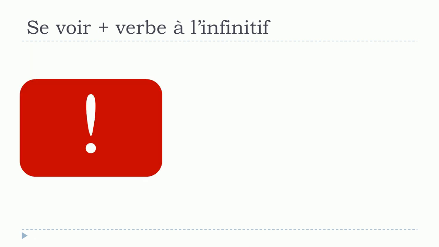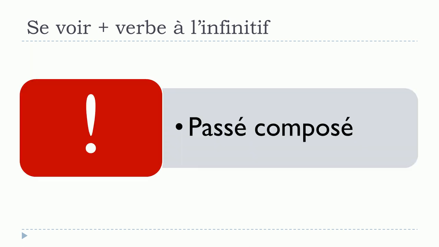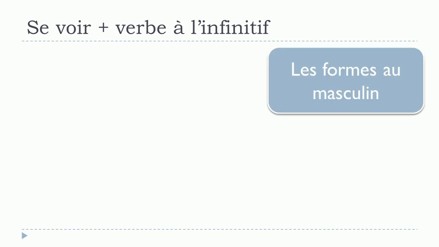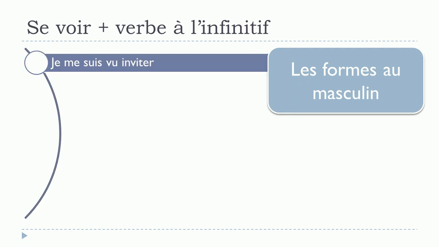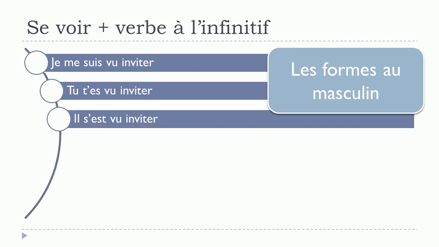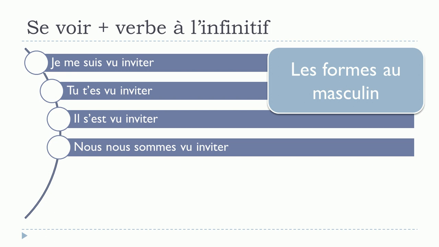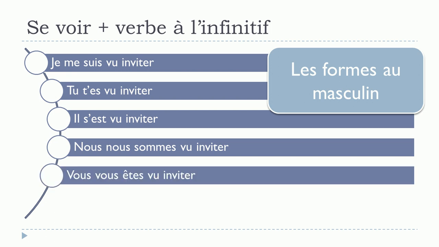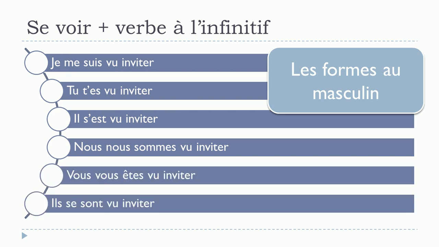Okay, of course, when we're talking about these structures, then they can be tricky at the passé composé form. And it is the case, so we'll start with the masculine. Je me suis vu invité. Tu t'es vu invité. Il s'est vu invité. Nous nous sommes vus invités. Vous vous êtes vu invité. Ils se sont vus invités.